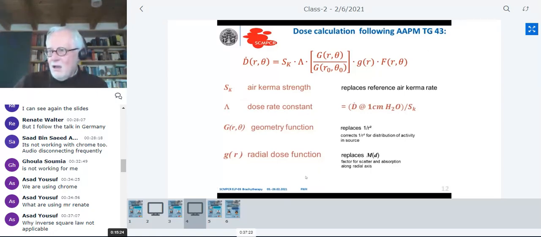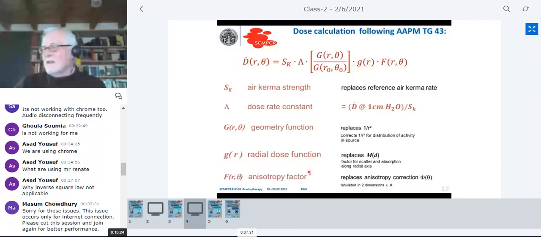Okay, and then we also have an anisotropy factor, which is tabulated in 2 coordinates. Something you see here is that TG43 uses a polar coordinate system. I'll show a little bit more about that too. So these are the numbers in the equation, and now I'll show you a little bit more extensively what these things are.